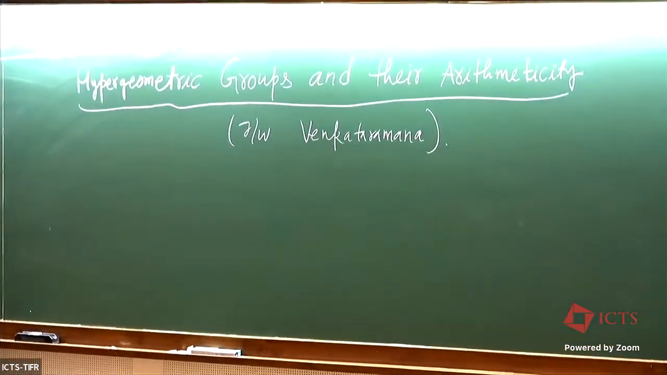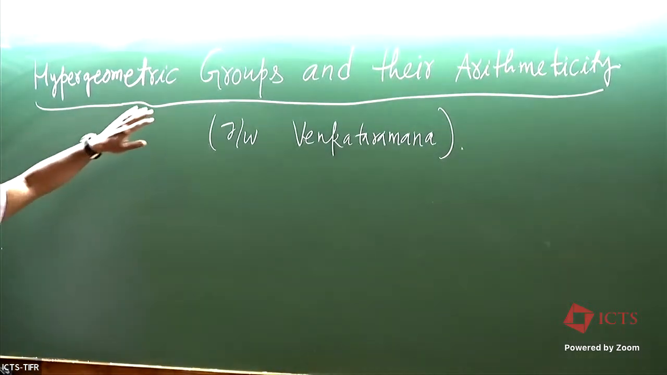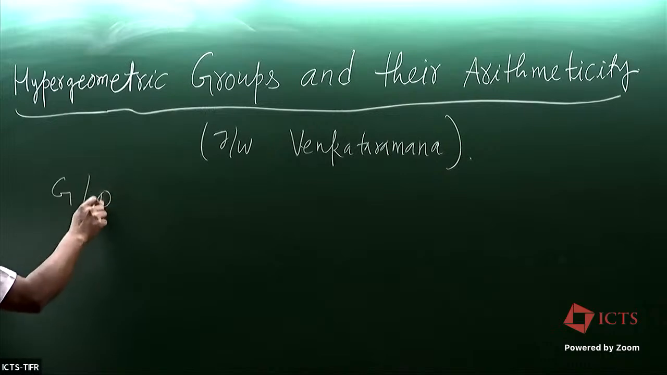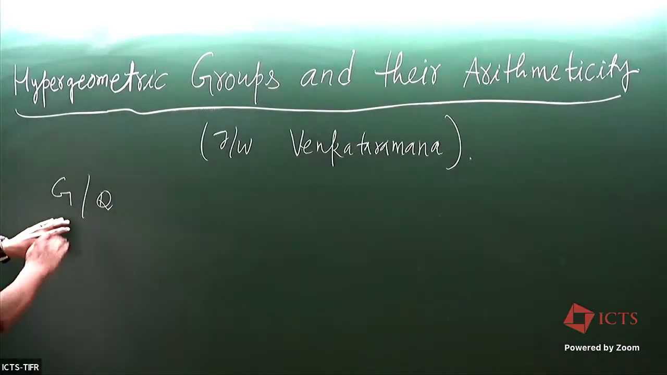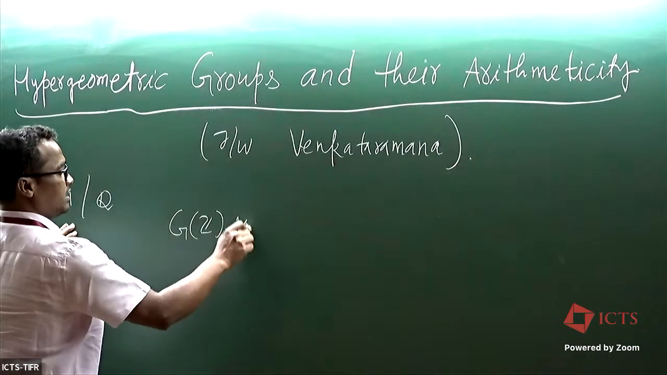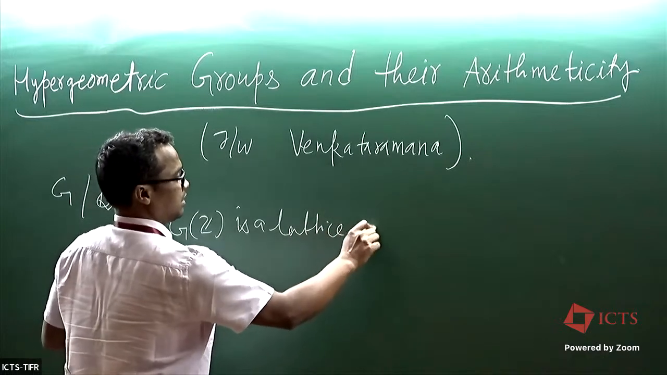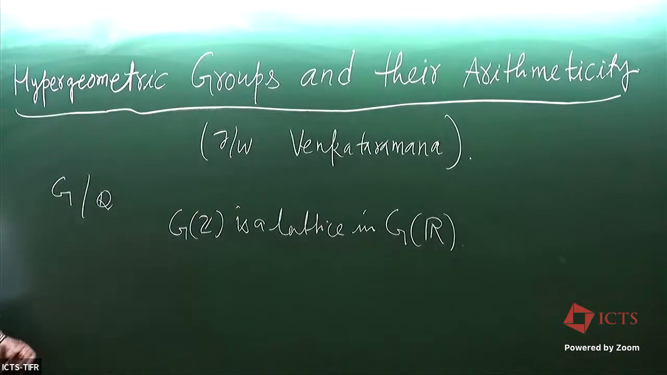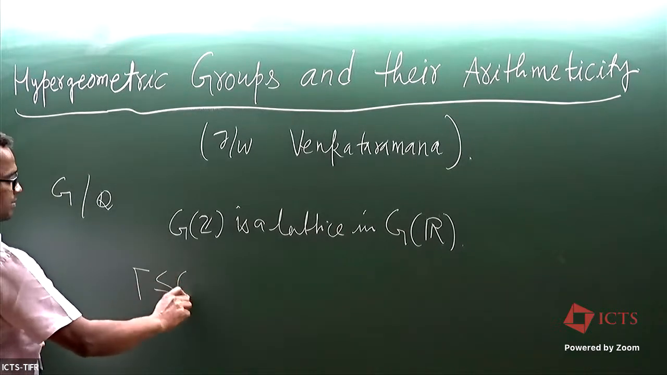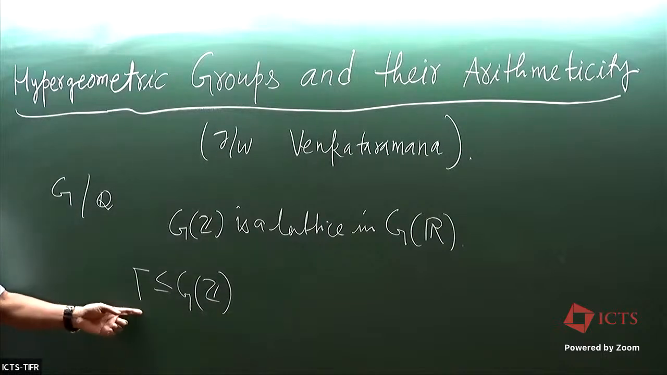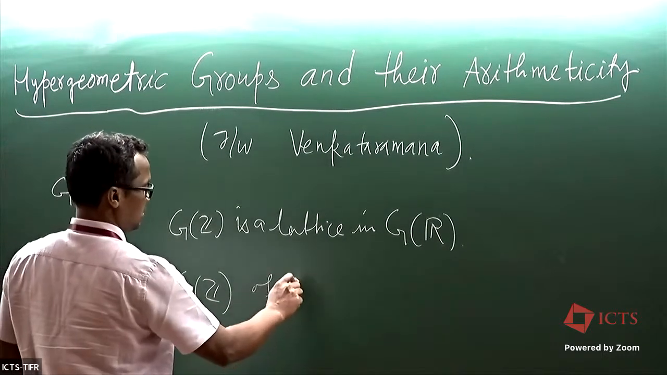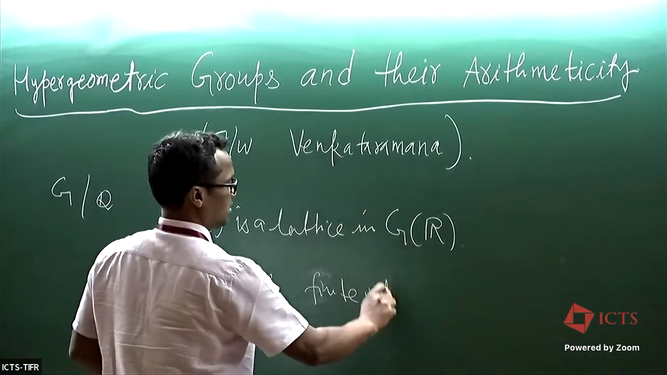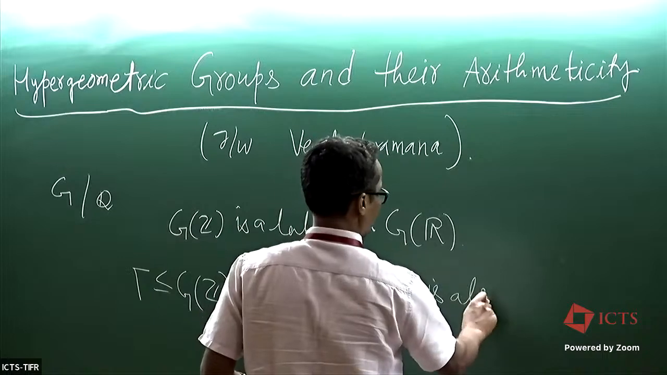Basically, just for quick motivation, I will go into the details later. One thing we know is that if G is a semi-simple algebraic group defined over Q, then its integer points G(Z) is a lattice in G(R). This is a result due to Borel and Harish-Chandra. And therefore, if you have any subgroup gamma of G(Z) of finite index, then gamma is also going to be a lattice.